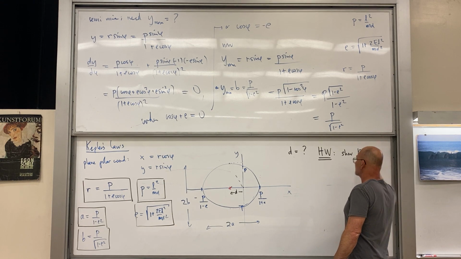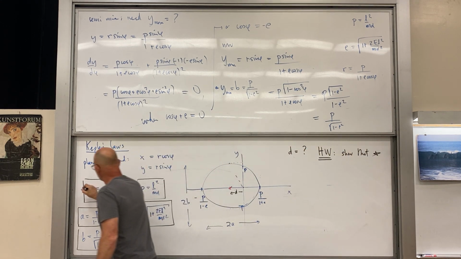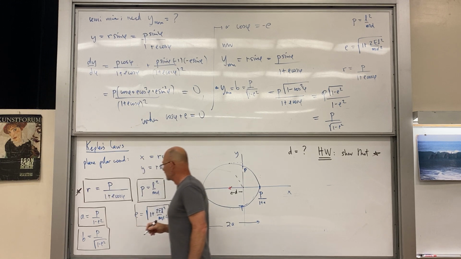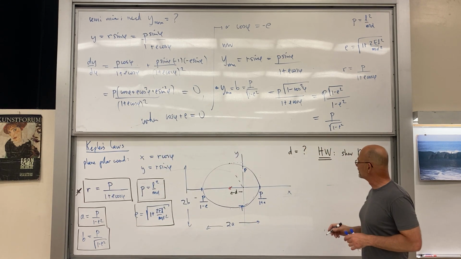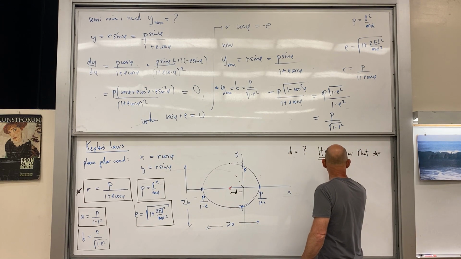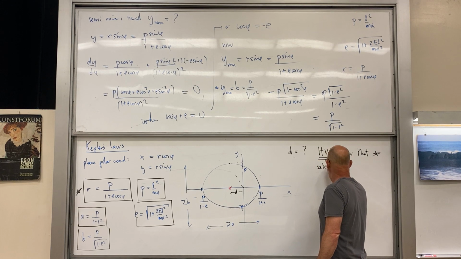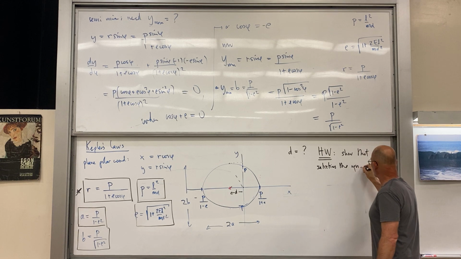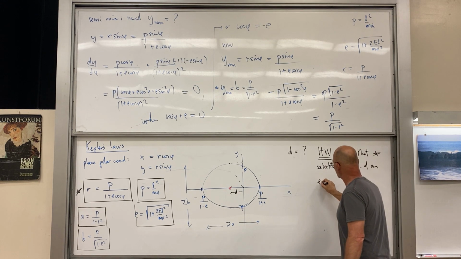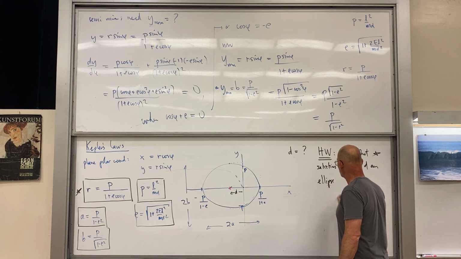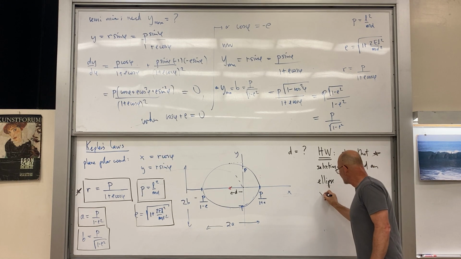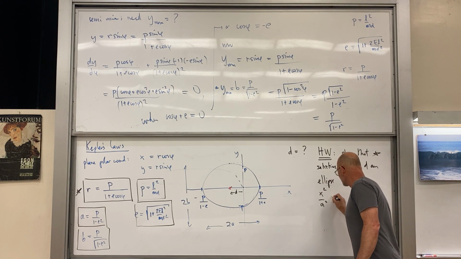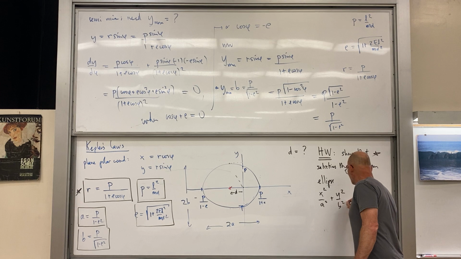Show that this thing right here really satisfies the equation of an ellipse. Now, is that simply x squared over a squared plus y squared over b squared equals 1?